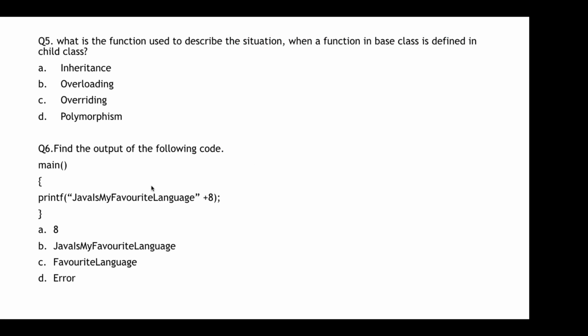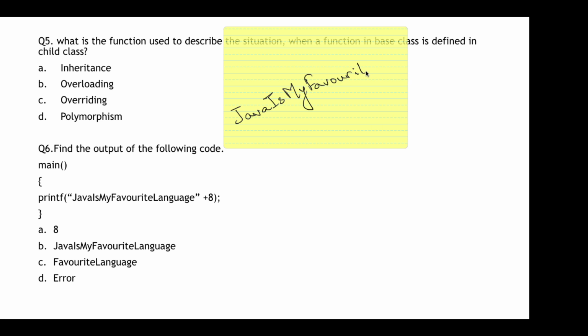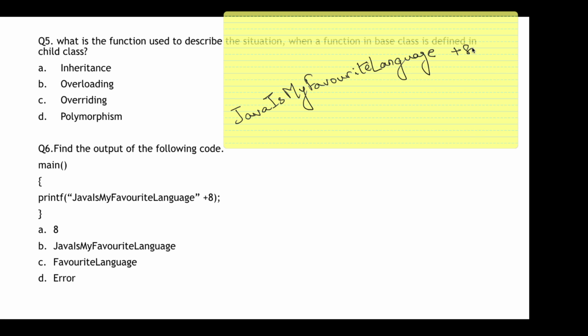Now moving on to the next question, it again says find the output of the following code. So this is a very interesting question. Now you see it has to print something like this: Java is my favorite language. And then it says plus 8. Now what does this plus 8 do?